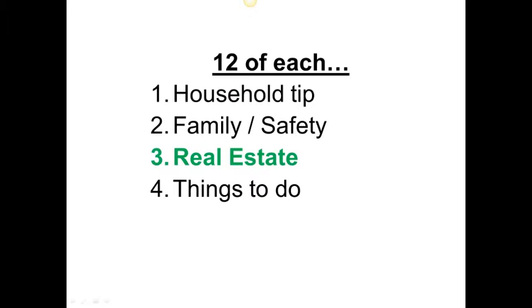So here's what that looks like: 12 videos each year, and on the first week of the month, it's a household tip. So there are 12 household tips that go out on the first week of every month. The second week of every month is a family or safety tip. The third week of every month is our real estate tip. So only one time a month are we talking about real estate.